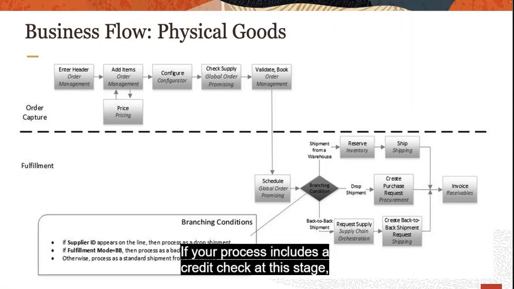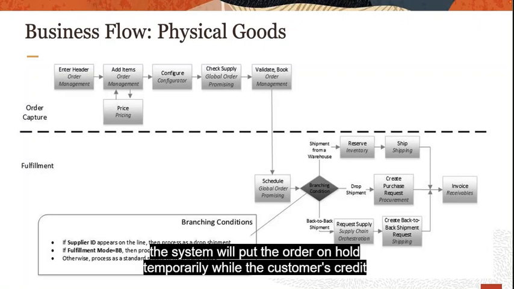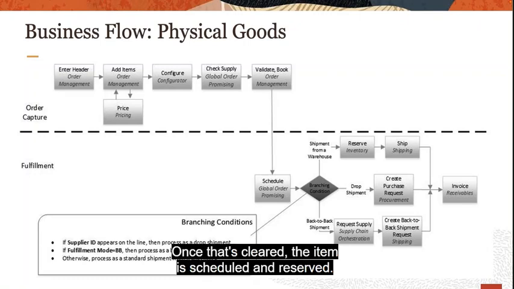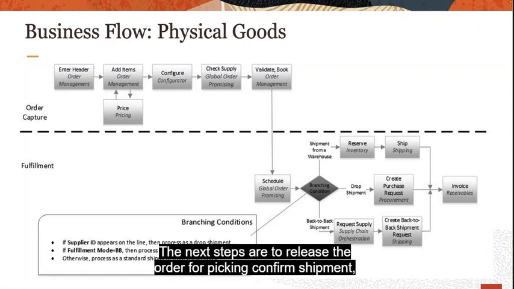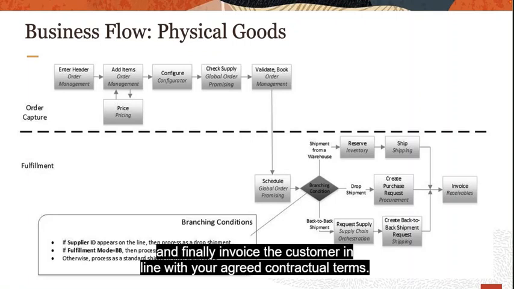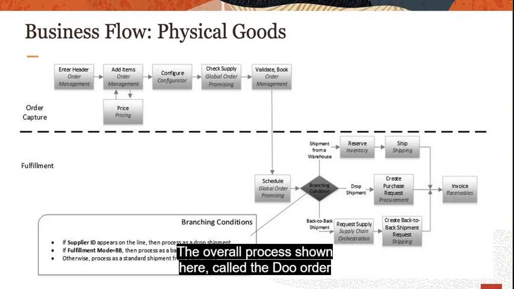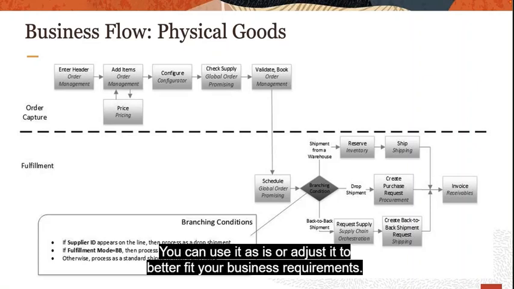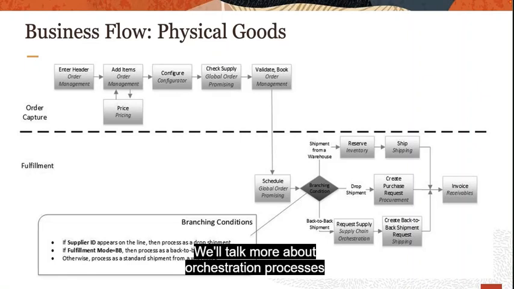If your process includes a credit check at this stage, the system will put the order on hold temporarily while the customer's credit gets reviewed. Once that's cleared, the item is scheduled and reserved. The next steps are to release the order for picking, confirm shipment, and finally, invoice the customer in line with your agreed contractual terms. The overall process shown here, called the DOO Order Fulfillment Generic Process, comes set up by default in the application. You can use it as is or adjust it to better fit your business requirements. We'll talk more about orchestration processes and how you can tailor them later in the course.